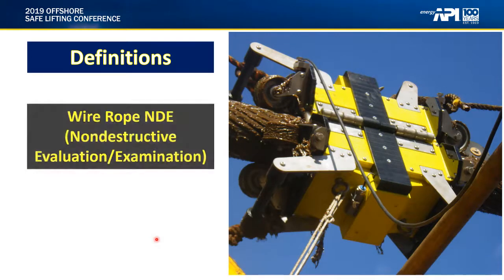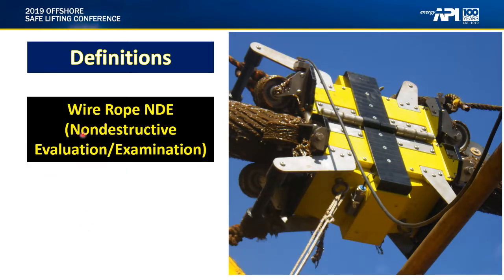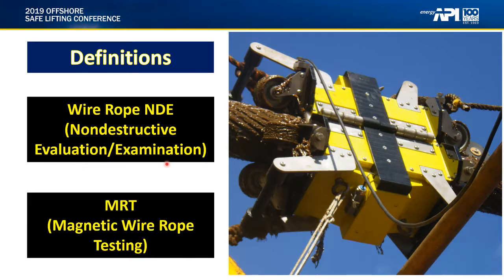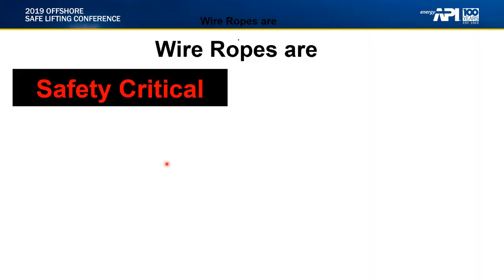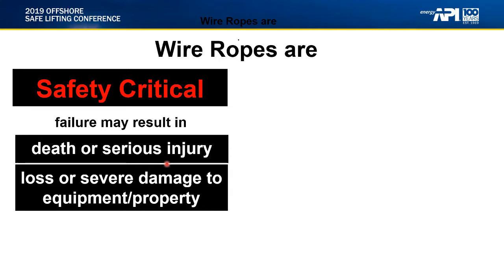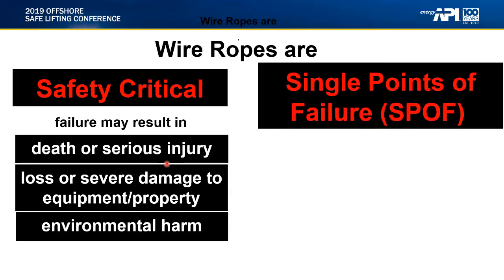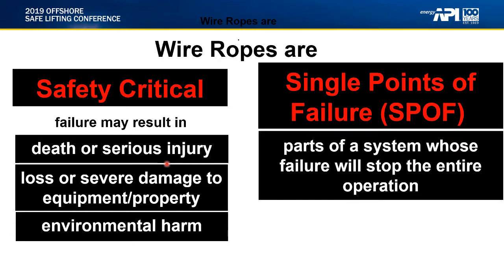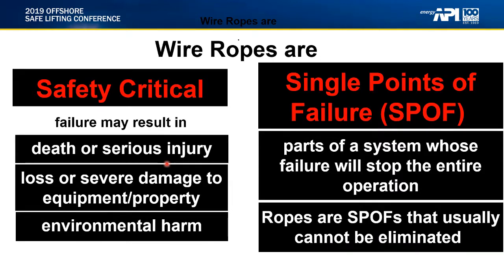Introduction to wire ropes. First, some definitions. Wire rope NDE is referred to as non-destructive evaluation or examination. MRT is referred to as magnetic wire rope testing. Wire ropes are safety critical, and failure may result in death or serious injury, loss or severe damage to equipment or property, and environmental harm. Wire ropes are also single points of failure, wherein parts of a system whose failure will stop the entire operation. Ropes are single points of failure that usually cannot be eliminated.